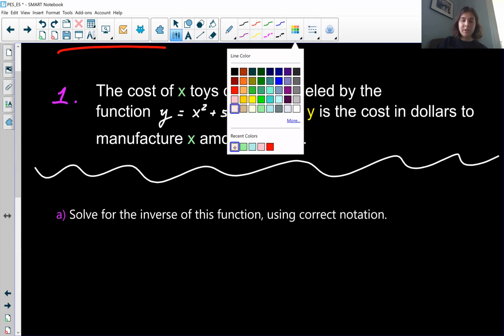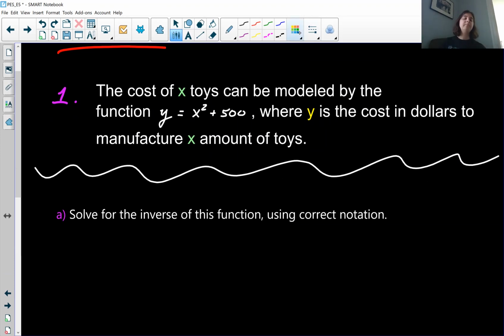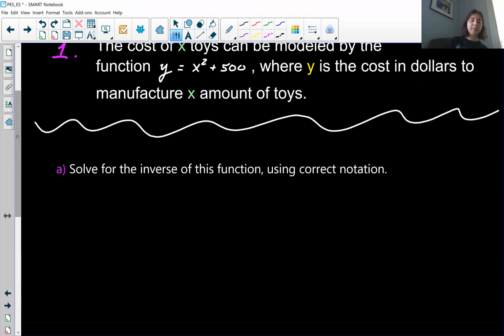Anyways, gosh, let me get to the problem. So part A, we want to solve for the inverse of this function using correct notation. Okay, so probably the way that you learned it is switching y and x and then solving for y, which is perfectly valid, and you can do it that way. I usually take a different approach, so I will let you see that. But let's say y is f of x. So f of x equals x squared plus 500.